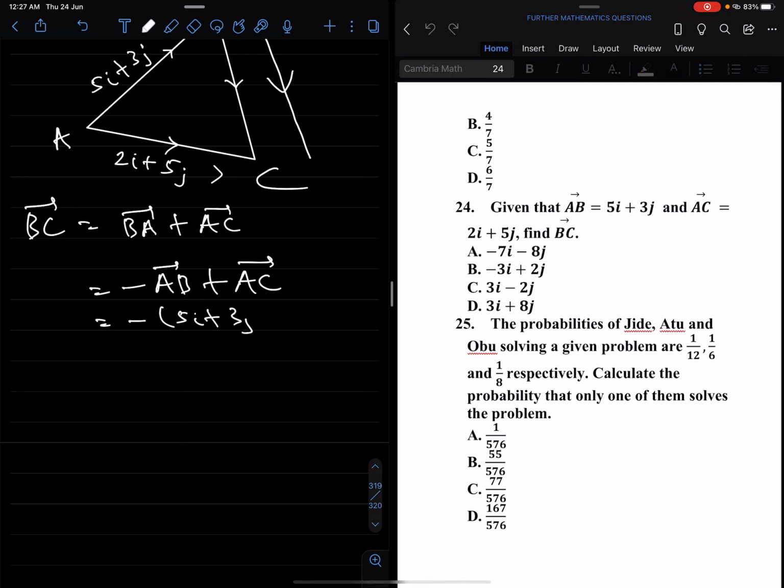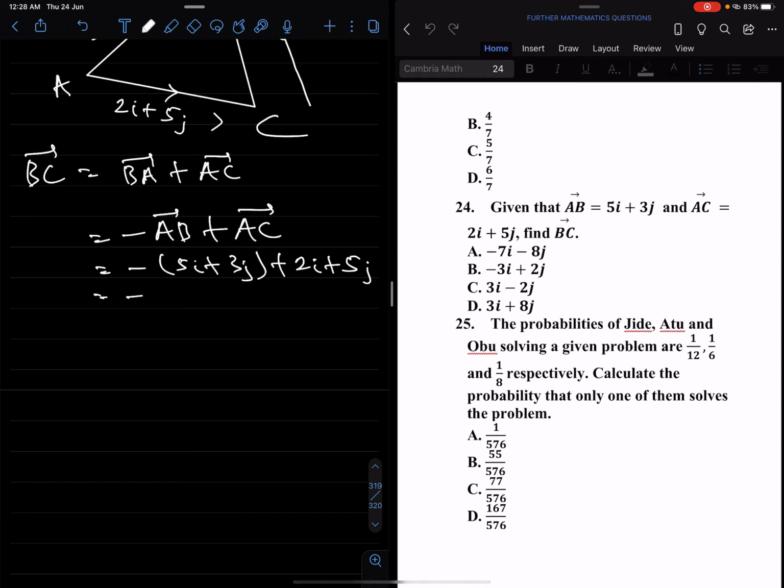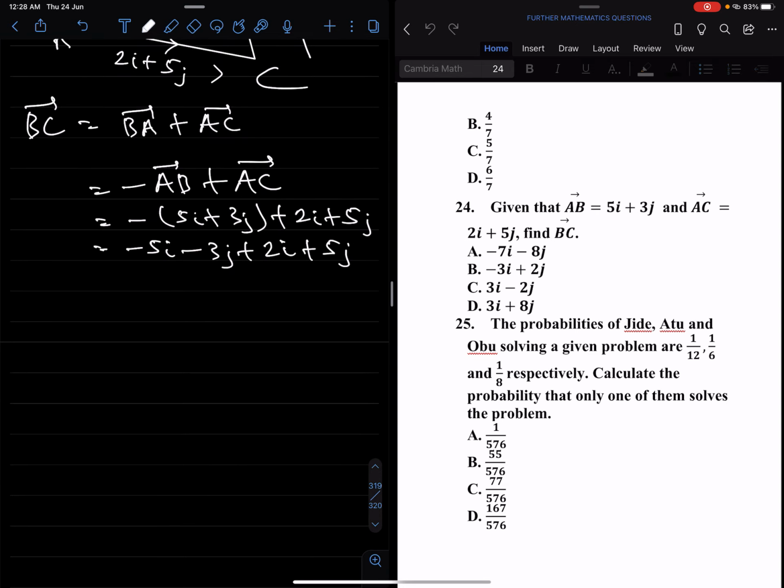5i plus 3j plus 2i plus 5j, and that means minus 5i minus 3j. When we open the bracket, that's what we have, plus 2i plus 5j. Minus 5i plus 2i is minus 3i. Minus 3j plus 5j is plus 2j.